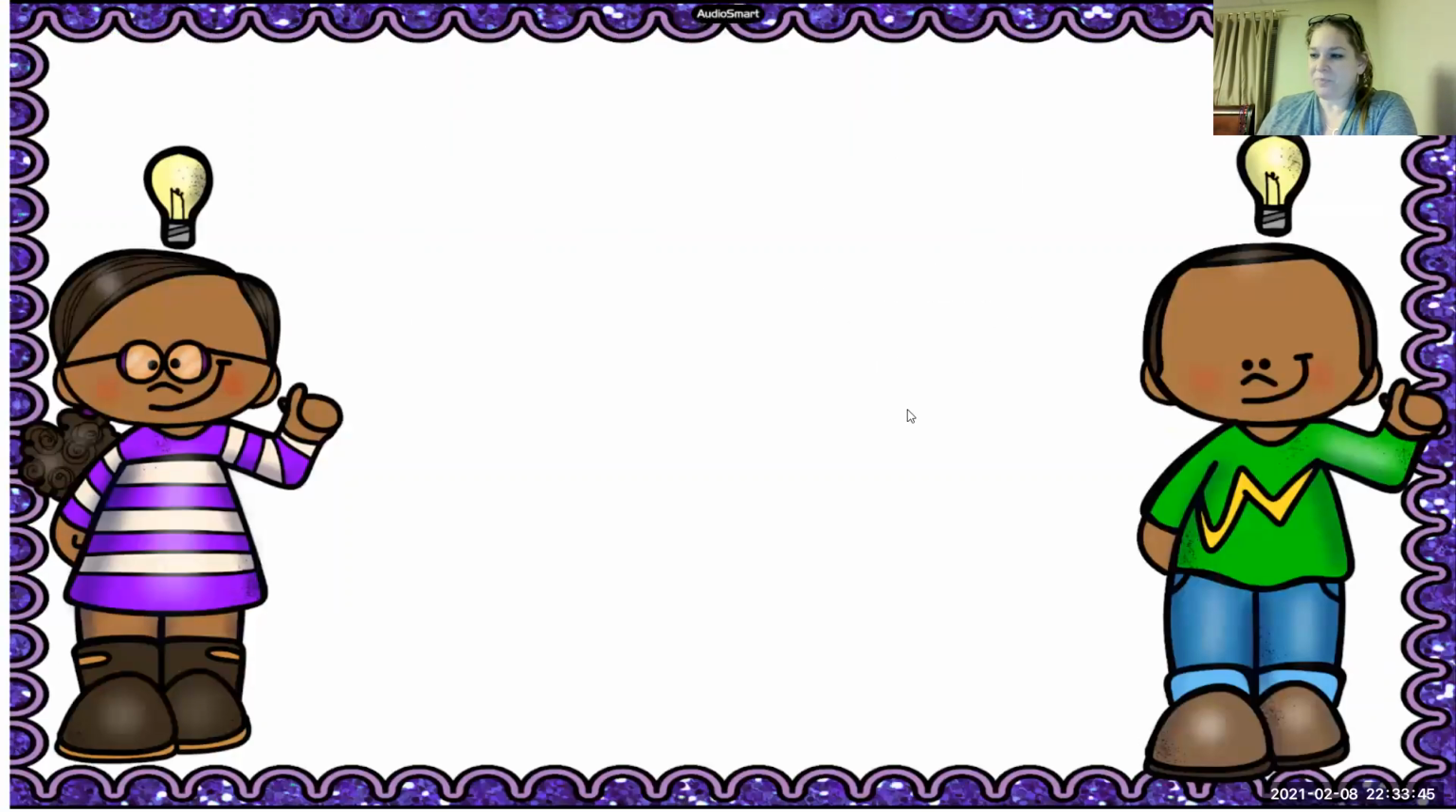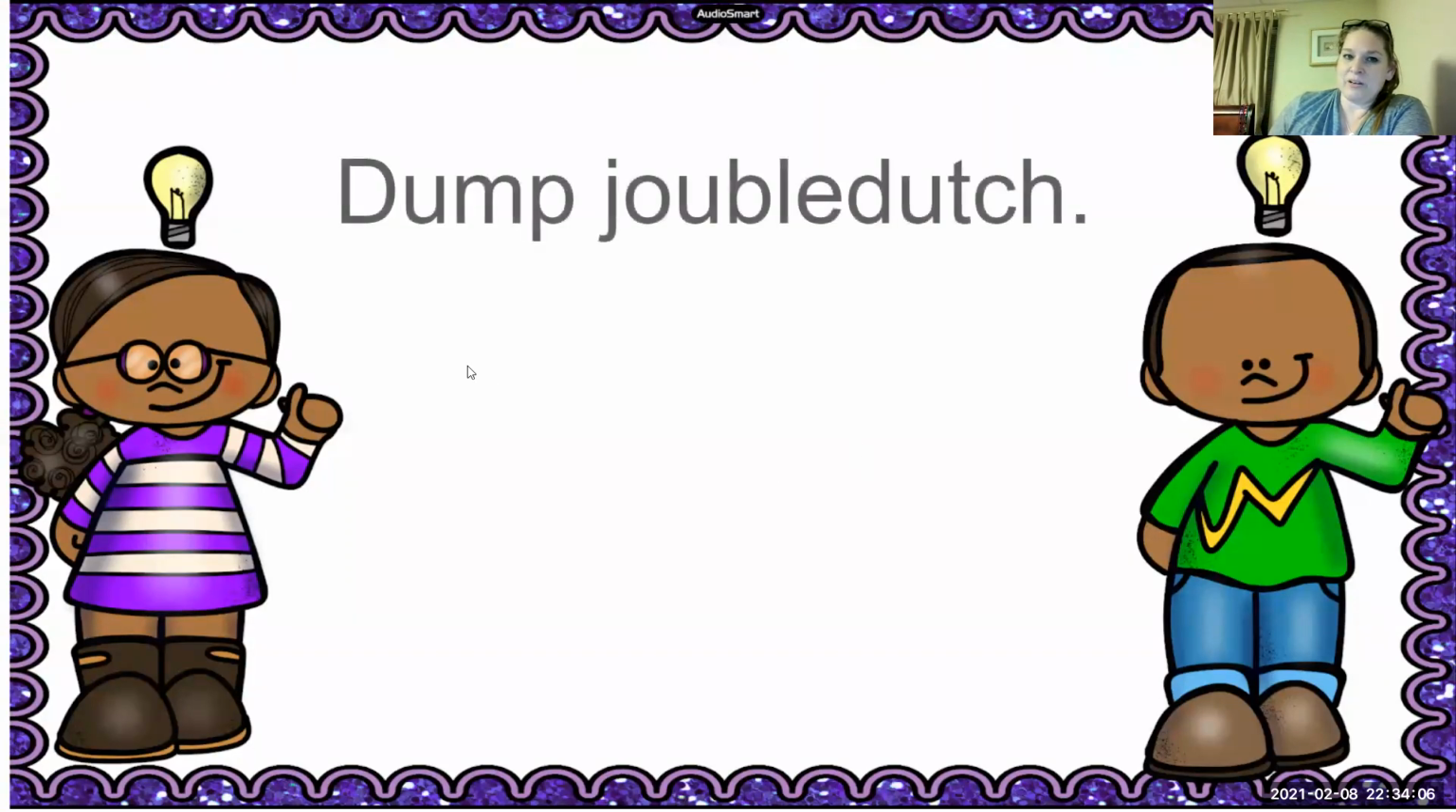Good. All right, spoonerism time. All right, so today's spoonerism is kind of silly. It is dump jubble dutch. Dump jubble dutch. And if you don't ever do like skip rope, you won't know what this is supposed to be saying at all. So here it is. Dump jubble dutch. What do you think that's supposed to say?